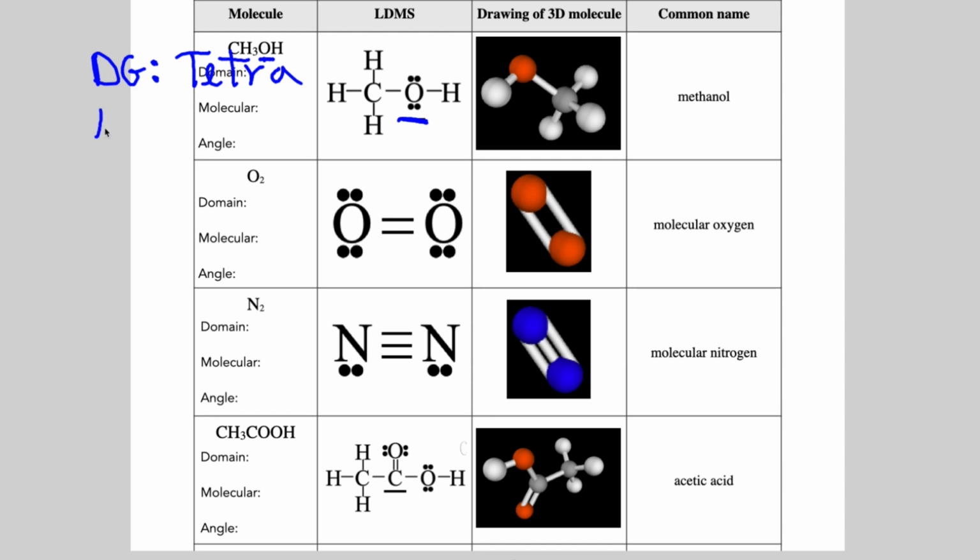So the domain geometry is tetrahedral because it's got 4 domains. Now we need to know the molecular geometry. So we need to ask ourselves, how many of those domains are bonding? 2. If it's helpful, look on your table. Here are the tetrahedral domain geometries, with 4 bonding domains, 3 bonding domains, 2 bonding domains. When you get to 2 bonding domains, what is the name of that molecular shape? Bent.